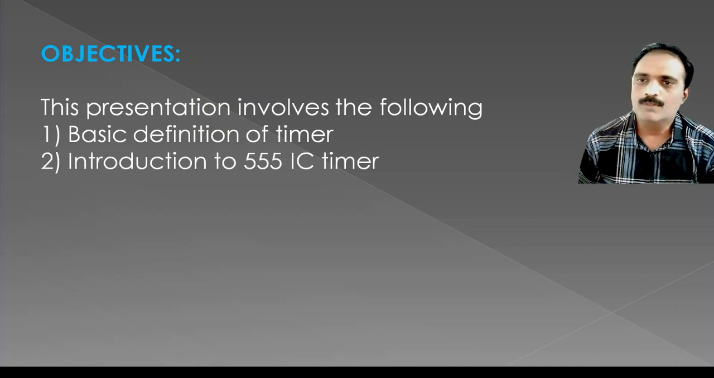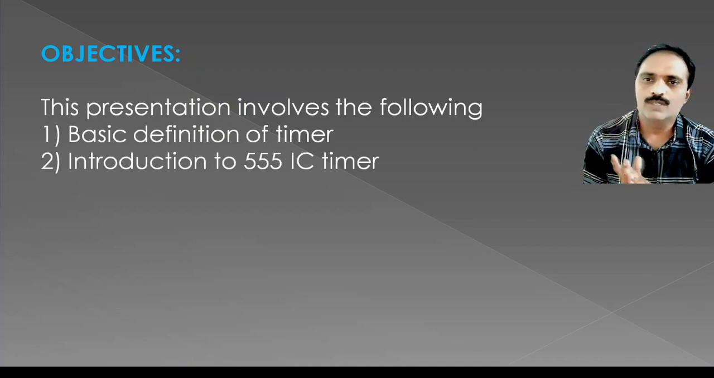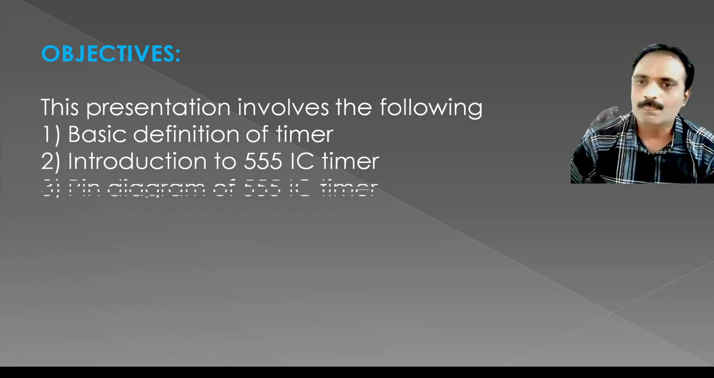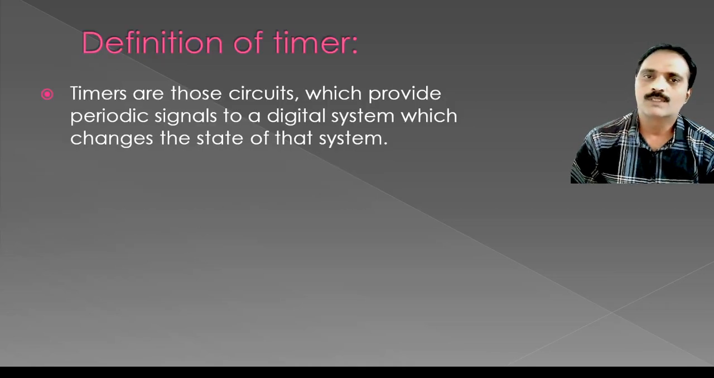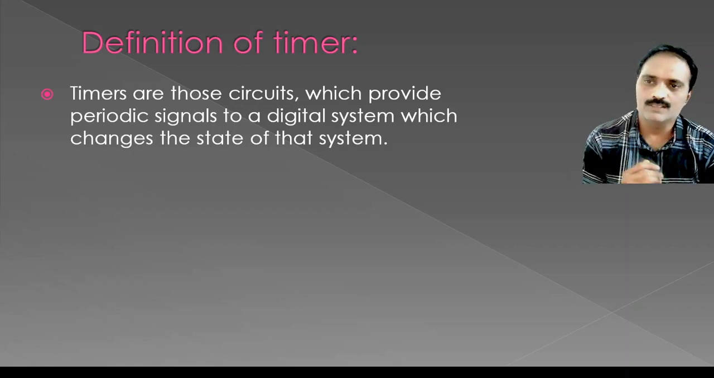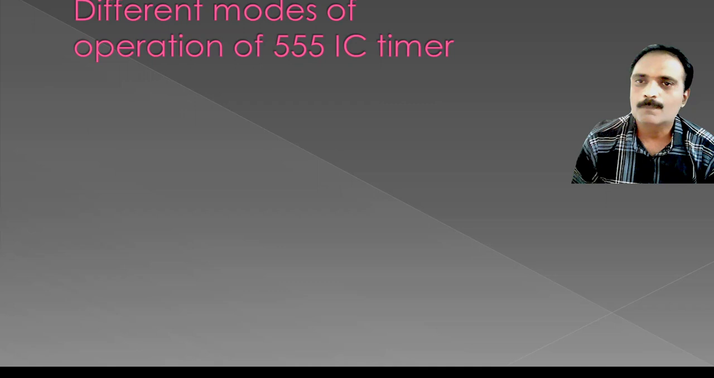So timer means it is a signal which is going to have both an on state and an off state, and because of this the output of a particular system is going to be changed. Simply it is a signal. So it is going to provide periodic signals to a digital system which changes the state.